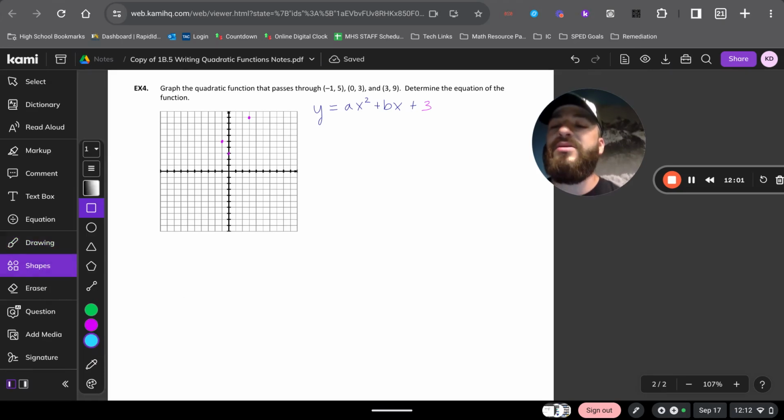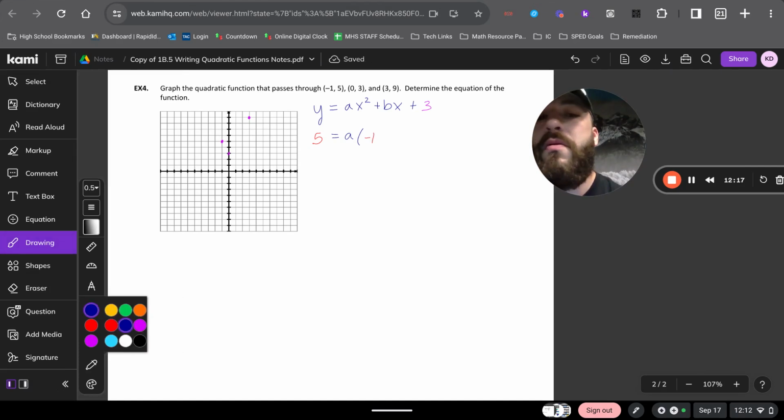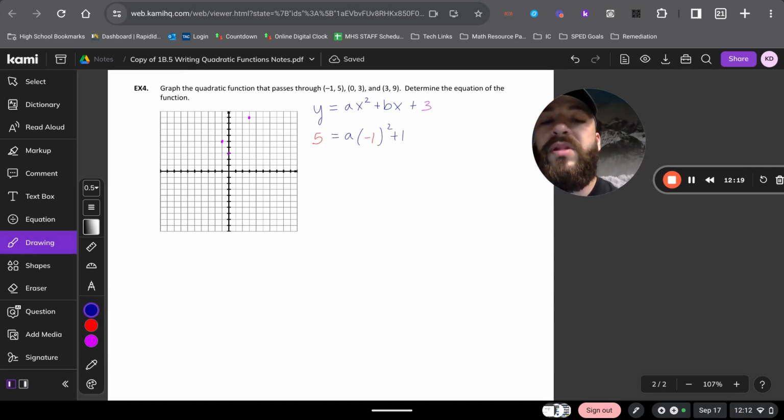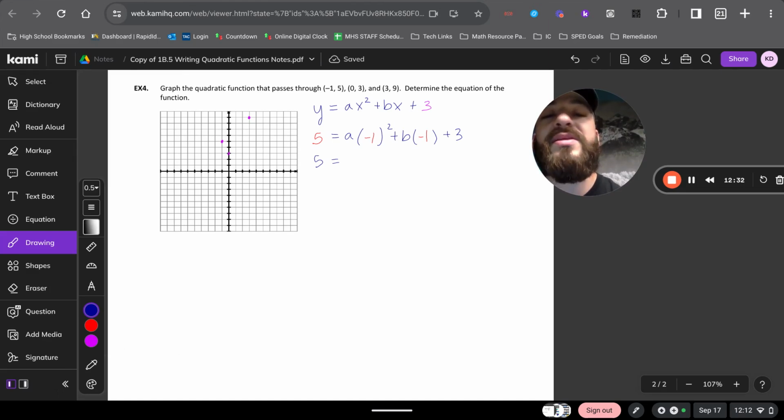So let's go ahead and start out by doing our first point, which would be negative 1, 5. So 5 is equal to a times negative 1 squared plus b times negative 1 plus 3. Simplifying just a little bit, we get 5 is equal to negative 1 squared is 1, so just 1a, and then minus b plus 3.